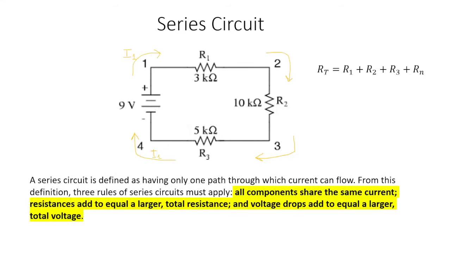The series circuit. A series circuit is defined as having only one path through which current can flow. From this definition, three rules of series circuits must apply. All components share the same current, resistance adds to equal a larger total resistance, and voltage drops add to equal a larger total voltage. And the formula is R total equals R1 plus R2 plus R3 plus Rn.